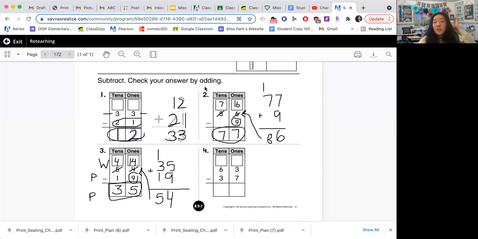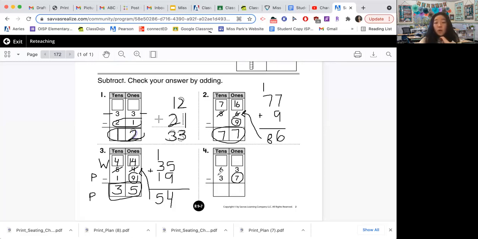You guys are going to help me with this one. Ready? You guys are going to tell me what the answer is. 63 minus 37. Step 1, subtract the ones. Can you subtract the ones, or do you need to regroup? Put it in the chat, boys and girls. We need to regroup. Thank you, Ava, because 7 is bigger than 3.